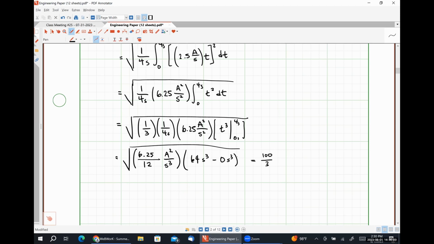And my units are going to be, square root of that. Amp squared because my seconds cancel each other out. So square root of 100/3, 5.774 amps RMS.